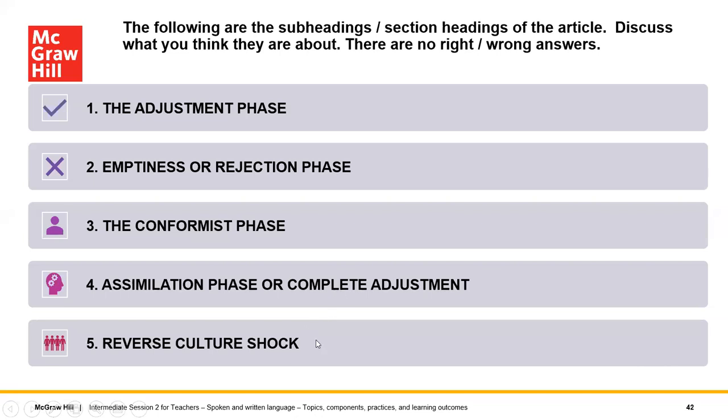Assimilation phase, complete adjustment. Adapting, okay, when you accept the new culture, yes, good. Okay, reverse culture shock. What do you suppose that is? Acceptance. Familiar, totally adapt. We're still talking about 4 then, yes. When you go back home, is that 5? Yes, acculturation. When you go back to your country, all right.